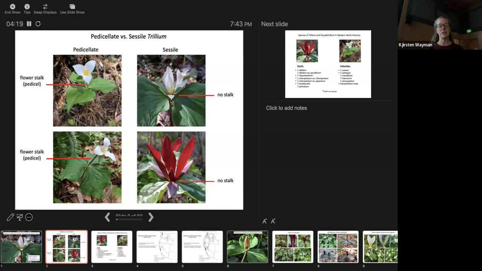Whereas in the sessile Trillium over here, notice that the flower is not attached to the rest of the plant by a stalk. There's no stalk there. The petals, the sepals, the ovary, the stamen, all those floral parts are attached to the same part of the plant as the leaves are. So we call this a sessile trillium. And down below here, I have another species of sessile trillium where once again, you can see that it lacks a stalk. So these are the sessile-flowered trillium.